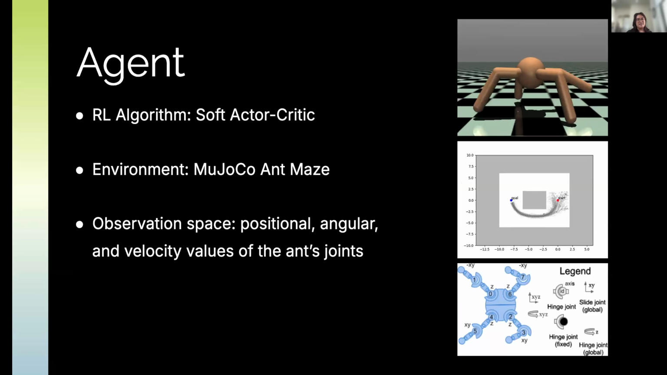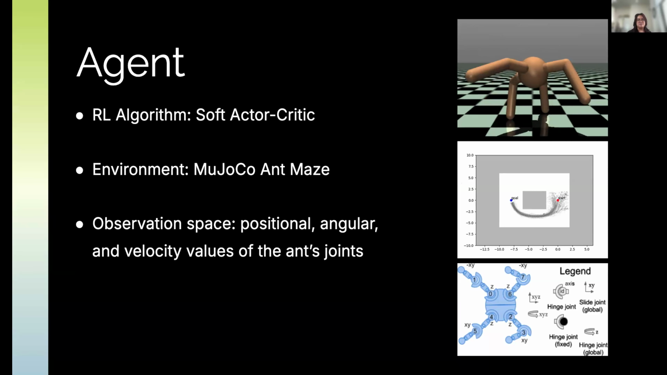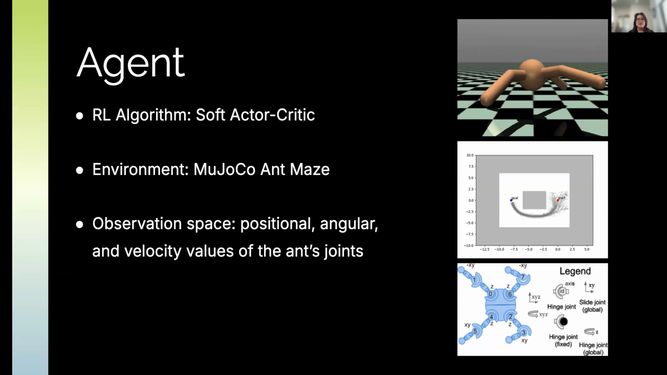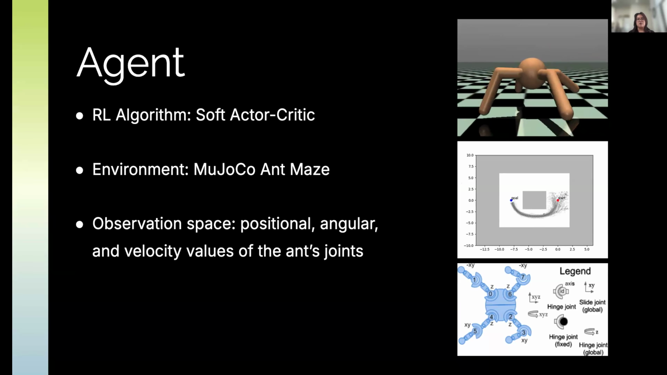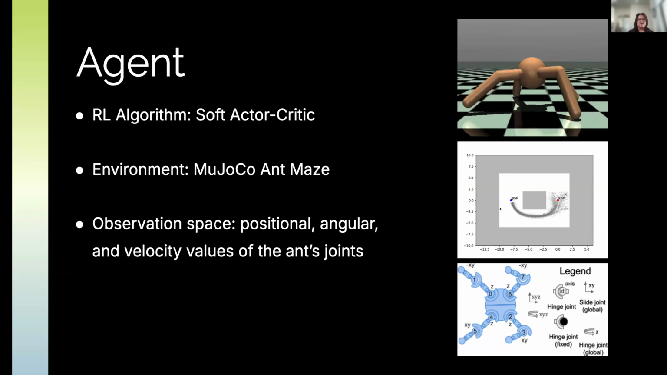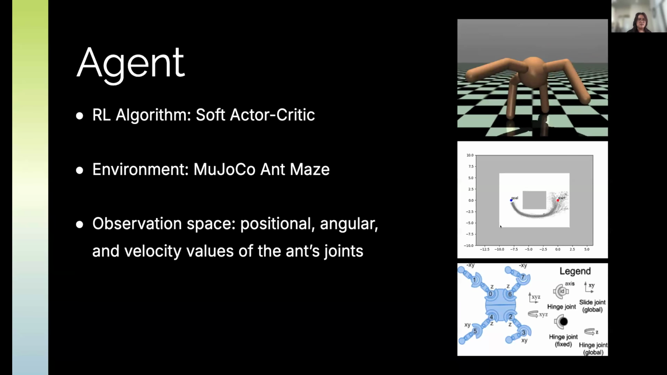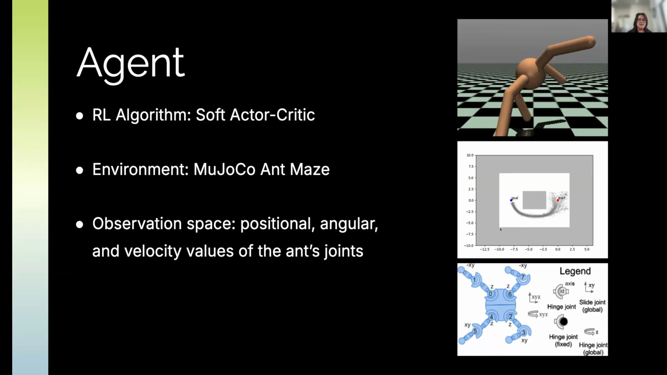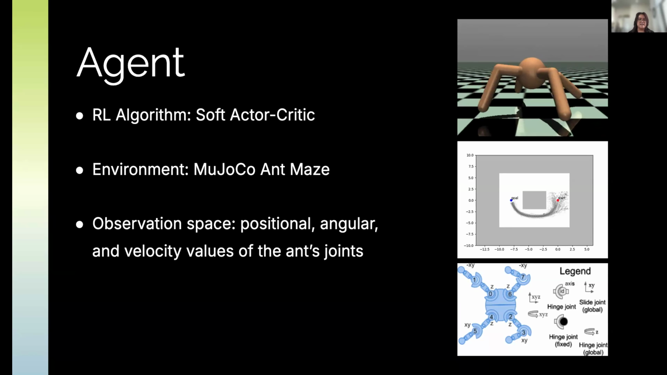So to train my baseline RL agent, we use the soft actor critic algorithm in the MuJoCo ant maze environment. This environment includes a 3D quadruped robot and a maze, and then the RL agent's goal is to navigate the ant from a start point to an end goal. The observation space of the agent consists of the ant's positional, angular, and velocity values for each of its joints. And this is basically just the information that the ant is using to decide the best actions to take.